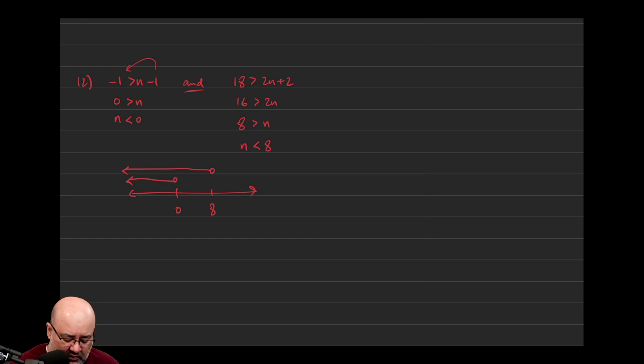Now, because it's an and, we're looking for an overlap. So the overlap would be here. That's where the two lines are on top of each other. Now, if you were to draw this as just one solution, the solution would be starting not at 0, but then extending to the left, with the arrow going to the left. So this region would be the final answer. And as an interval, you would say negative infinity to 0, but not including 0, because the crust on the bottom piece of bread is cut off.